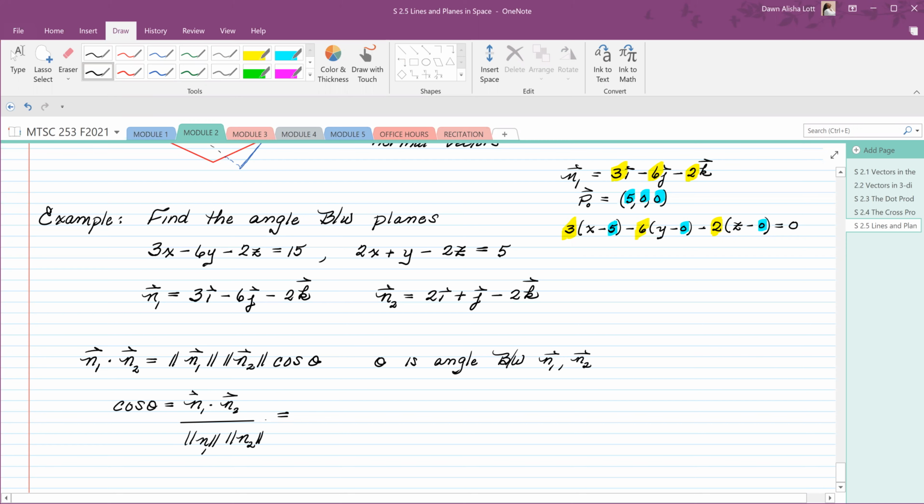N1 dot N2, I think I must have done this one before because I have the same answer. N1 dot N2 is 3 times 2, which is 6, minus 6 times 1 plus 4. So we got 4, right? I think I did this one before. The length of N1, I used the same vectors. What did I get before?